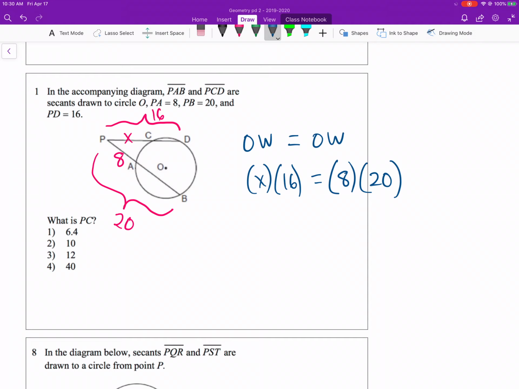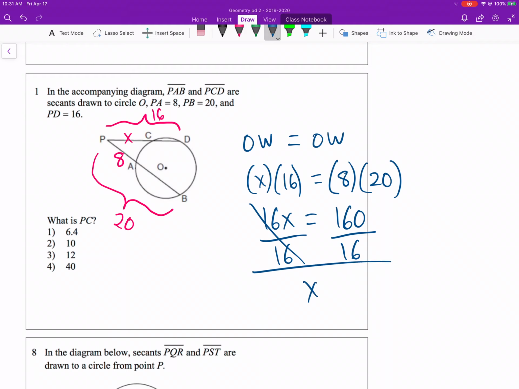Alright, so let's take a look. Simplify now. We have 16x is equal to 8 times 20, which is 160. Divide by 16, and you get x is equal to 10, which would be choice 2.